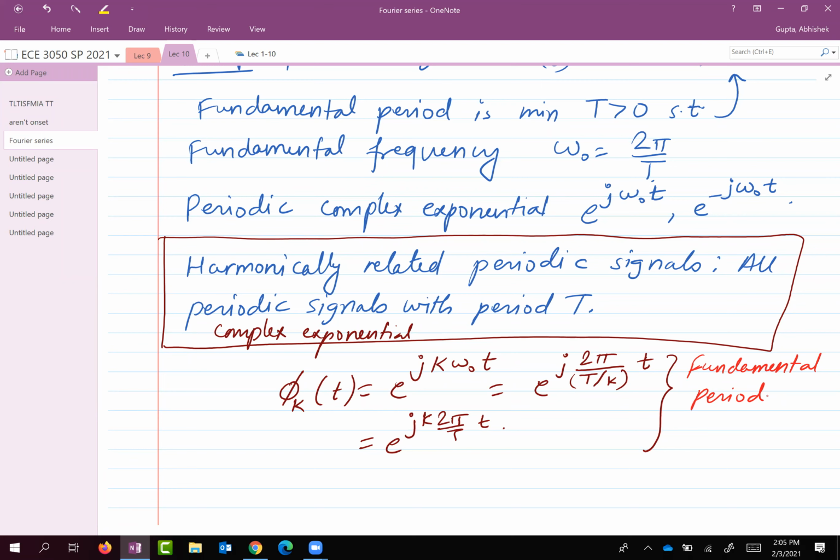What's the fundamental period of this Vk of t? Would it just be K? It won't be k, it would be T over k. Okay. Yeah. So the fundamental frequency would be k omega naught, and the fundamental period would be capital T over k.